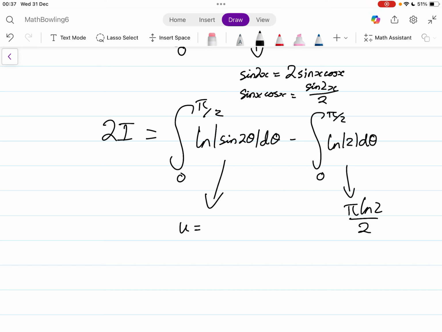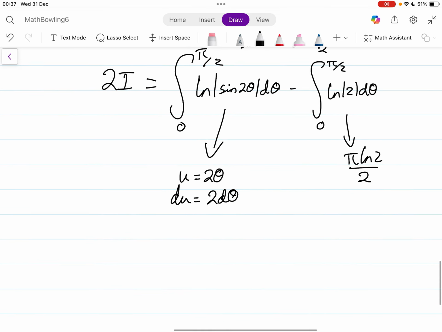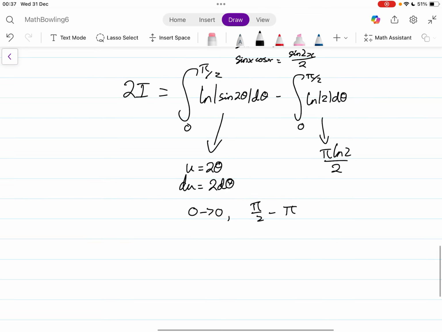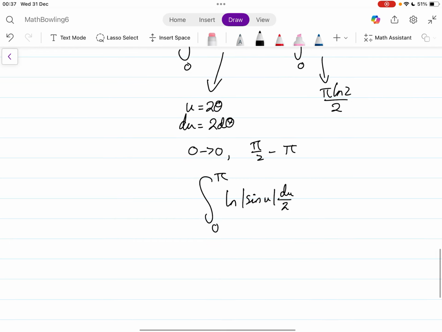So if we do u equals 2 theta, we get du equals 2 d theta. And our bounds are going to go from when 0 goes to 0, pi over 2 goes to pi. I'm going to get the integral from 0 to pi of ln mod sine u times du over 2. So half of the integral from 0 to pi of ln of sine of u du.